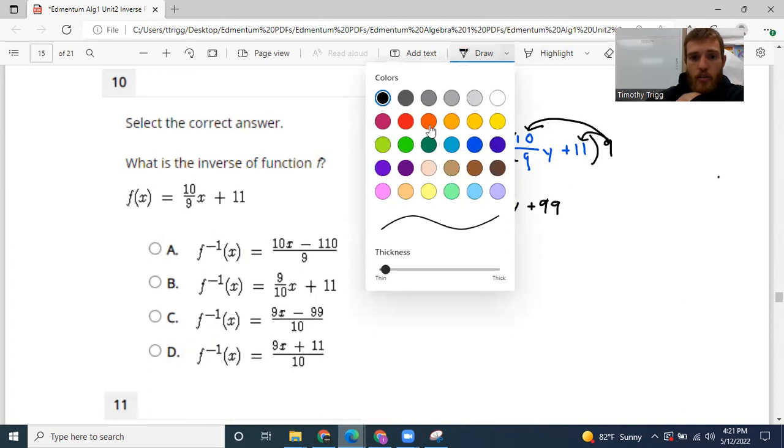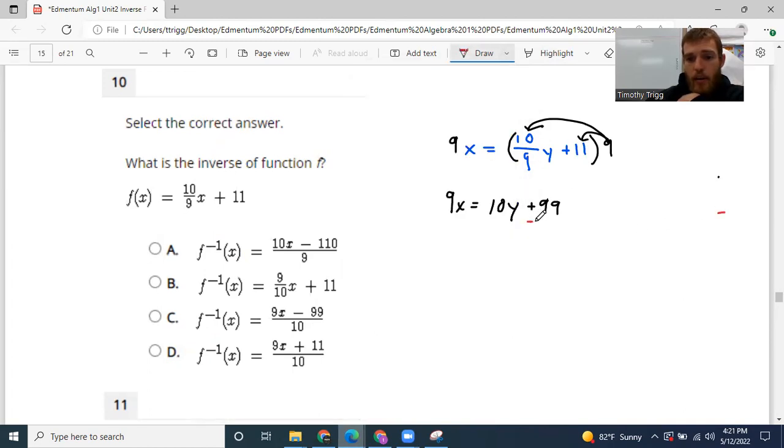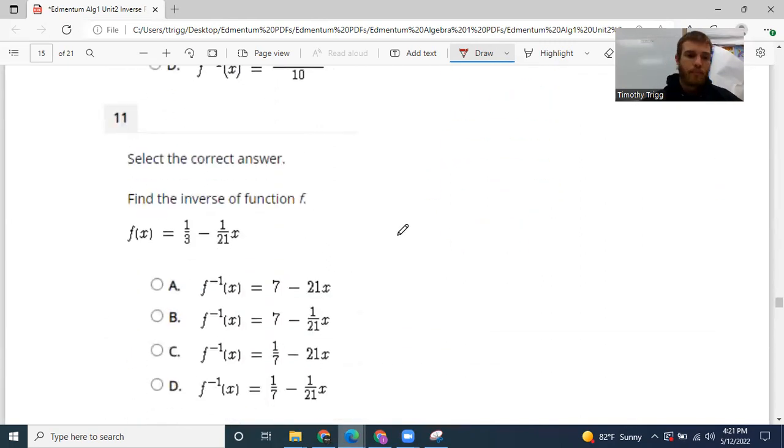I'm going to go ahead and subtract 99 both sides of the equation. Remember, whatever you do on one side, you have to do on the other. So we're going to have 10y. Again, I'm moving my y's to the left. Equals 9x minus 99. Okay, finish solving that and figure out which is the inverse.